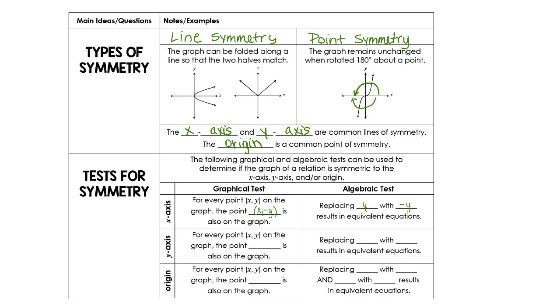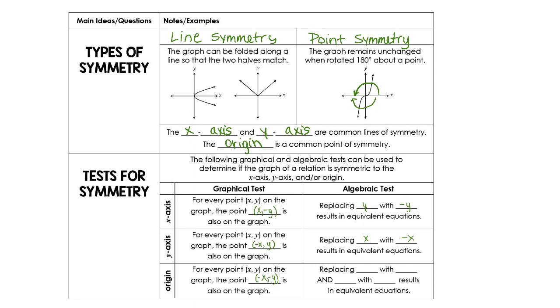For the next part, for our y-axis symmetry, for every point (x, y) on the graph, the point (negative x, y) is also on the graph. Again, that gives us symmetry about the y-axis. The algebraic test for this is replacing x with negative x, and you get the same equation you started with. Finally, for the origin, for every point (x, y) on the graph, the point (negative x, negative y) is also on the graph.